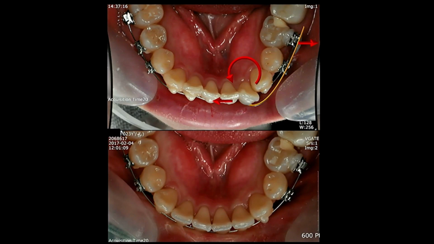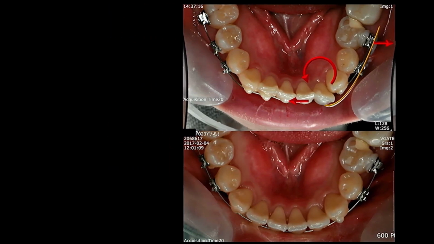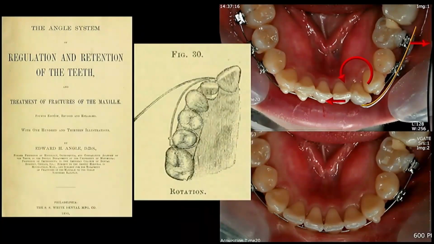This spring not only rotates the incisor, but the lateral force is beneficial for midline correction as well. I must say that Dr. Engel designed this spring back in the late 1800s.